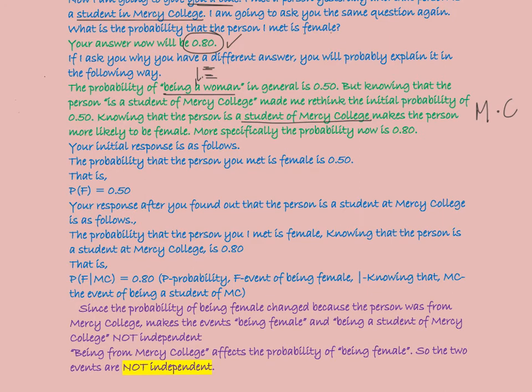So let's examine the probabilities. In general, the probability that the person I met yesterday is female is 50% or 0.50. But knowing that the person I met yesterday is a student from Mercy College changed the probability that the person is female. So the minute you found out that this person is a student from Mercy College, you changed your probability from 0.50 to 0.80. So being a student from Mercy College affects the probability that the person is female. Now that's telling us that the two events, being female and being a student of Mercy College, are not independent of each other, because being from Mercy College affects the probability that the person is female. So the two events are not independent.